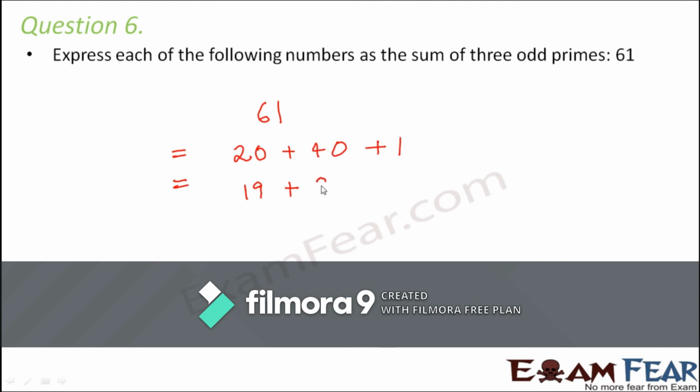So, let's say we reduce 40 by 1 and make it 39, because 39 is also odd prime. So we have reduced 1 from 20, we have reduced 1 from 40. Basically we have reduced 2. So we will have to increase this number 1 by 2. So 1 increased by 2 becomes 3. 3 is also an odd prime. So 19 plus 39 plus 3 is the sum in which 61 can be expressed.